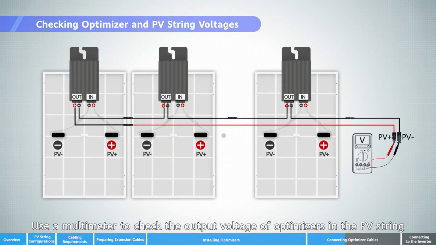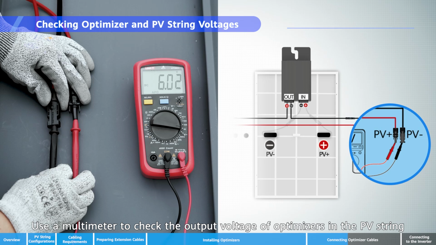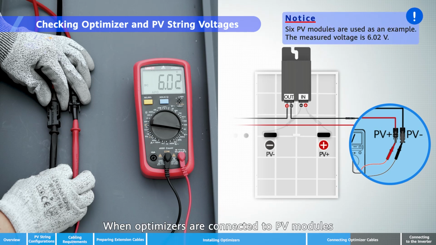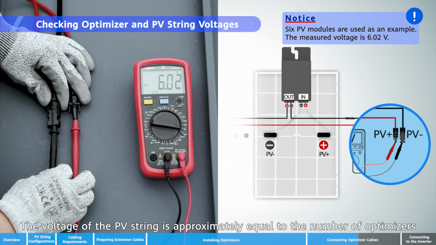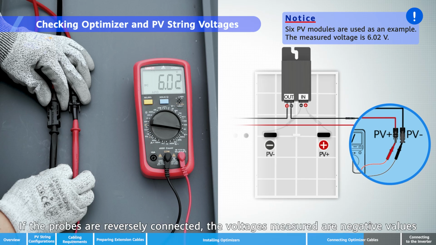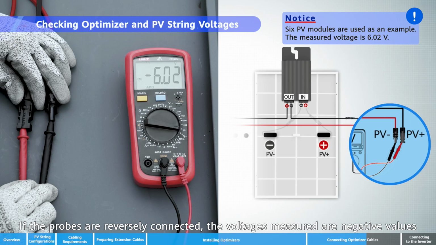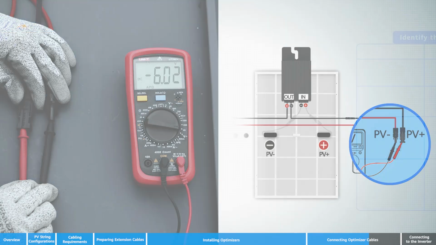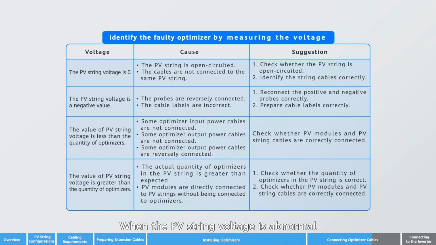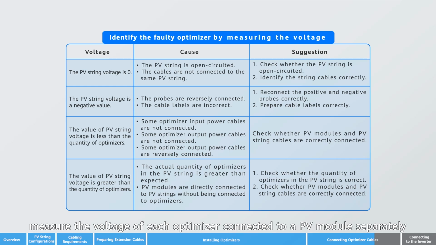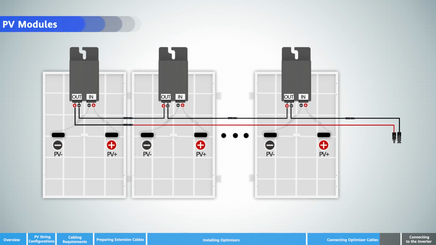Use a multimeter to check the output voltage of optimizers in the PV string. When optimizers are connected to PV modules, the output voltage of each optimizer should be 1 volt. The voltage of the PV string is approximately equal to the number of optimizers. If the probes are reversely connected, the voltages measured are negative values. When the PV string voltage is abnormal, measure the voltage of each optimizer connected to a PV module separately.